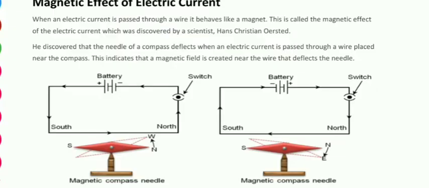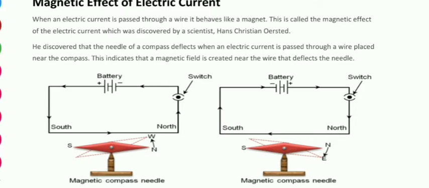Hello everyone. In this part, we'll discuss the magnetic effect of electric current. Earlier I told you that there are three effects of electric current: heating effect, magnetic effect, and chemical effect. Out of these three, we have completed the heating effect in the previous parts of this series, and here we are going to deal with the magnetic effect, how it happens, and its application.